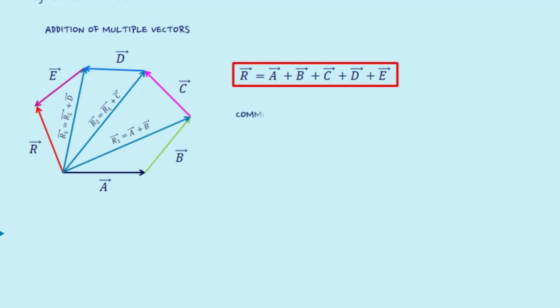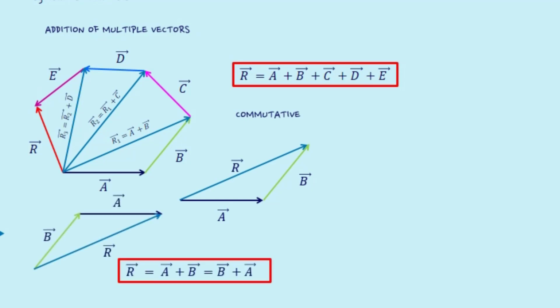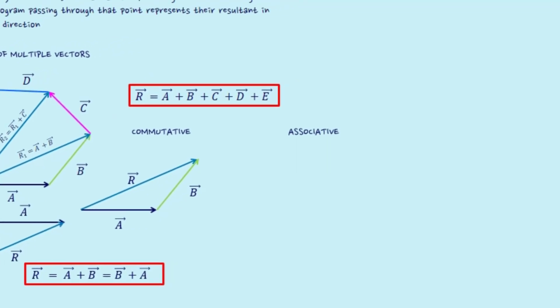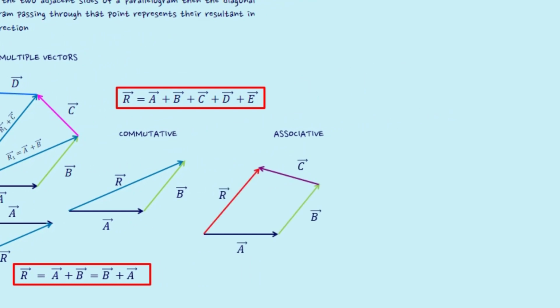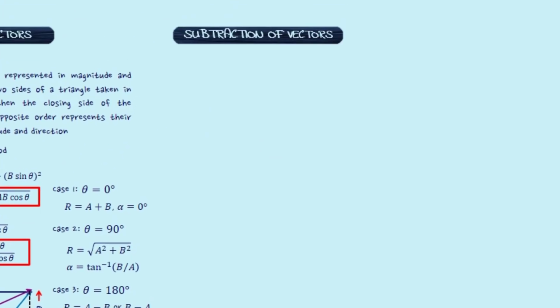The vector addition follows commutative law. It means A plus B is equal to B plus A. Again, the vector addition follows associative law. This means A plus B when added with C becomes the same when A is added with the resultant of B plus C. The second operation in vector algebra is subtraction.